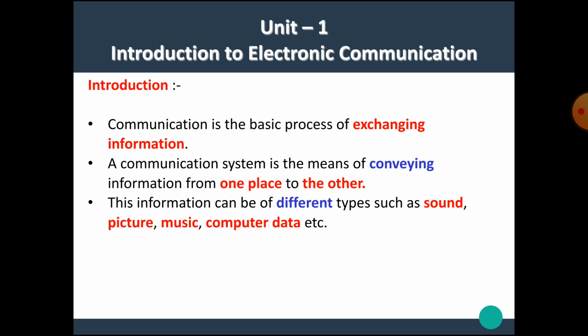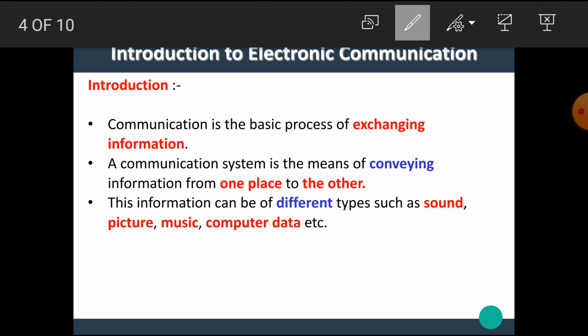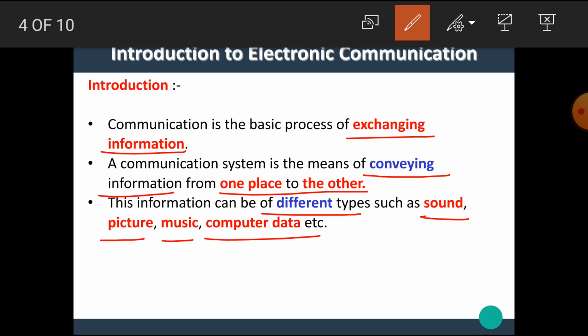Now let's start Unit 1st, Introduction to Electronic Communication. We know that communication is the basic process of exchanging information. A communication system is the means of conveying information from one place to another place. This information can be of different types such as sound, picture, music, computer data, etc.